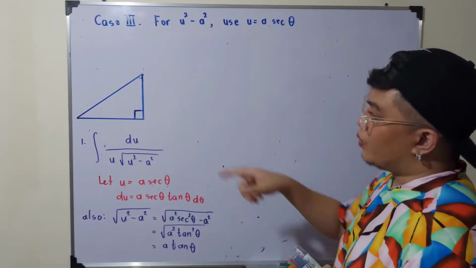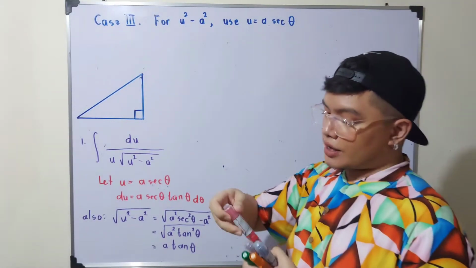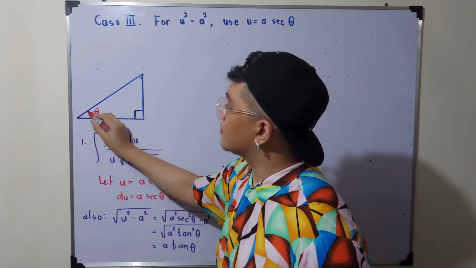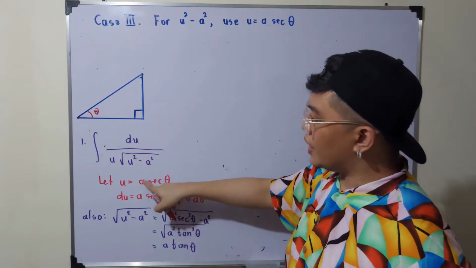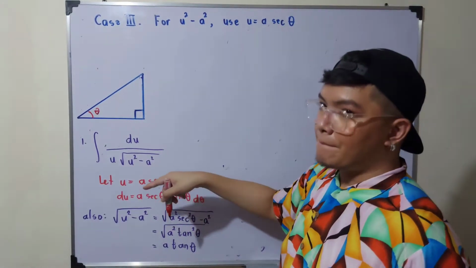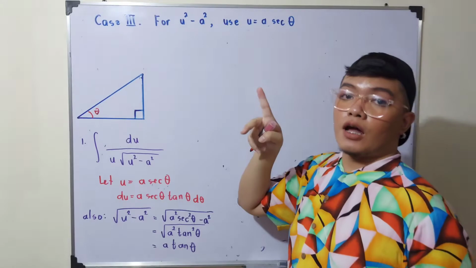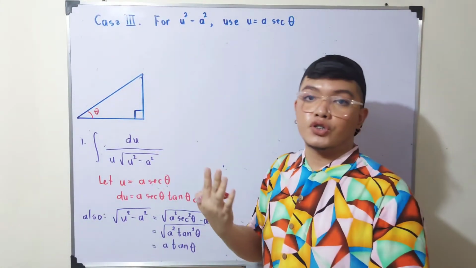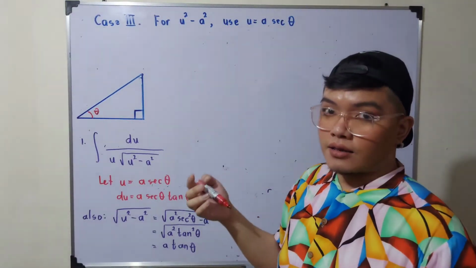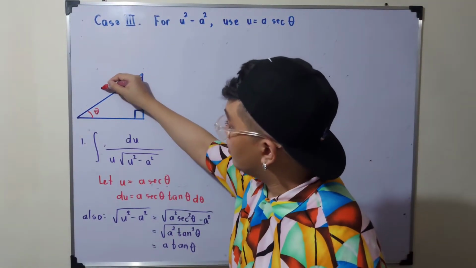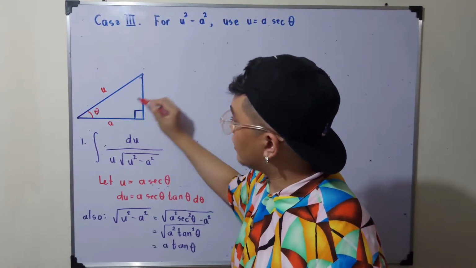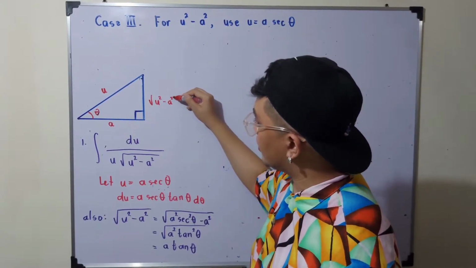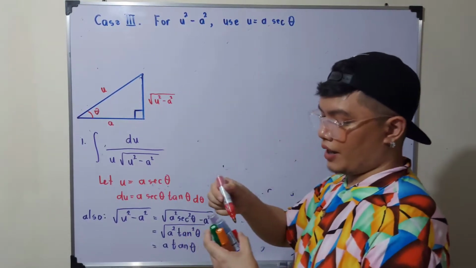Okay. Pwede na tayo, ito yung triangle, we just have to label it. So secant is u over a. Secant is reciprocal of cosine. So cosine is adjacent over hypotenuse. So yung secant, hypotenuse over adjacent. Tapos yung value ng opposite side ay square root of u squared minus a squared. Okay.